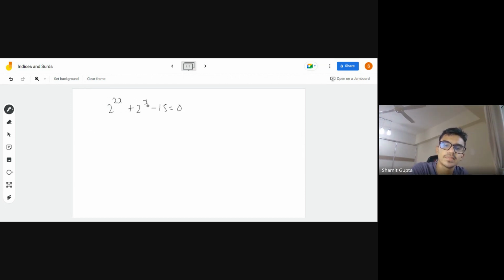You might be asked to solve something like this. Here we use a very key concept, that 2 to the power 2x, using the law of indices, can be written as 2 to the power x, squared. Now, how does that help us? You get 2 to the power x, squared, plus 2 power x minus 15 equals 0. Then we use a very smart idea.